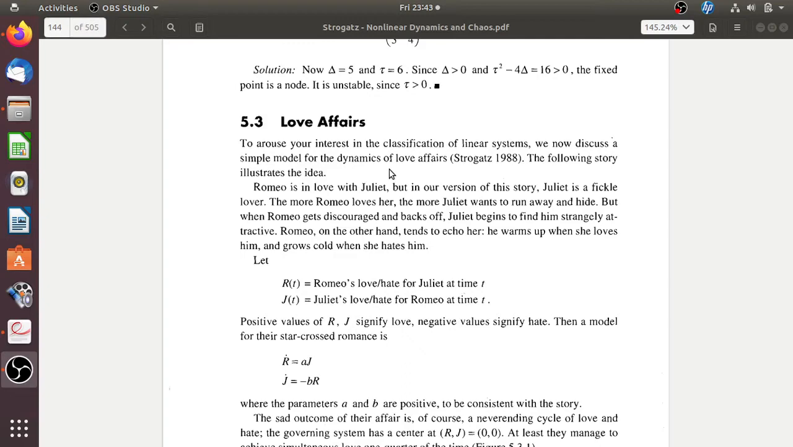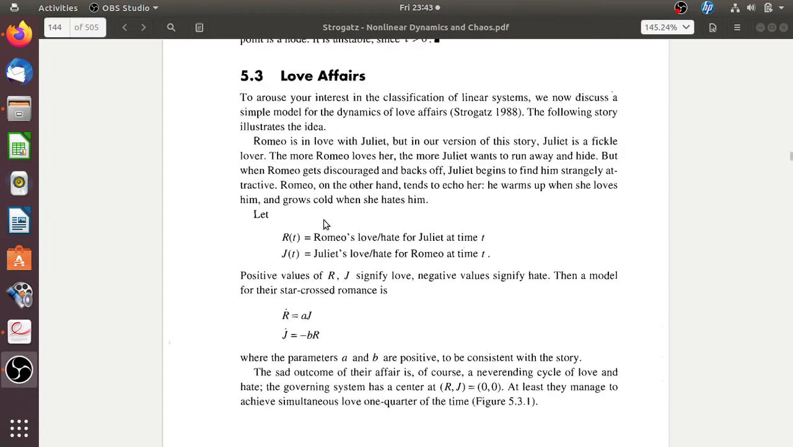In order to introduce a mathematical equation, we have to introduce some state variables. One of the state variables is R, which represents Romeo's love towards Juliet. At a particular time t, R of t represents Romeo's love, and similarly J of t represents Juliet's love for Romeo. Now how are R and J going to evolve?